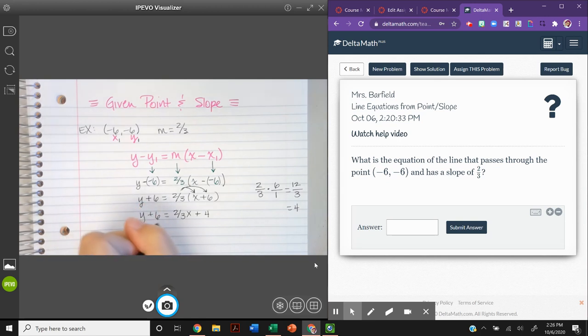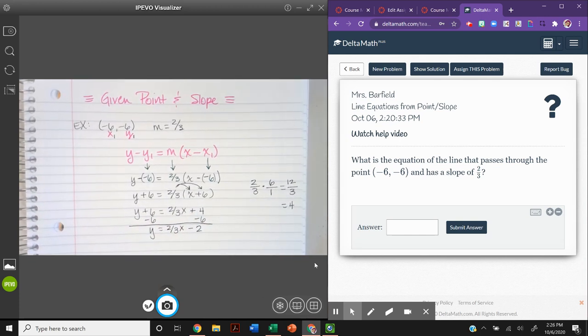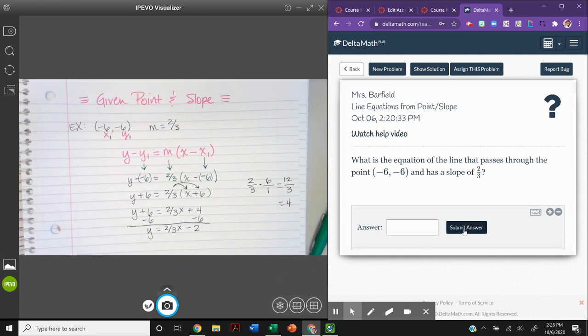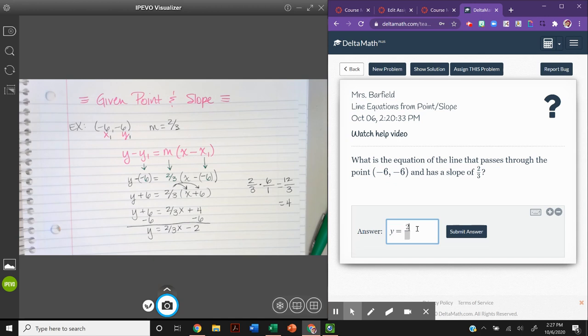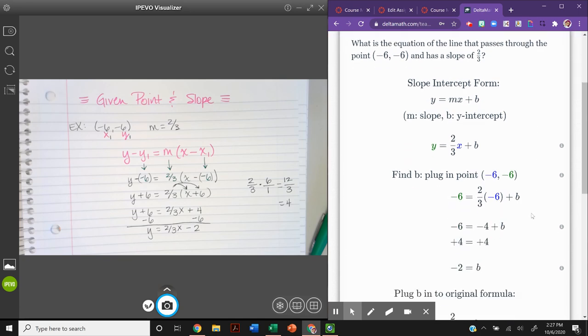Now I need to get y by itself. So minus 6. And look where I wrote the minus 6. So I get y equals 2/3 x. And then 4 minus 6 is -2. So now let me type that in. So y equals, divide, because I need a fraction. So 2 over 3, and then x, and then minus 2. So 2/3 x minus 2. That is the equation of a line. Submit my answer. Yes. And there we go.